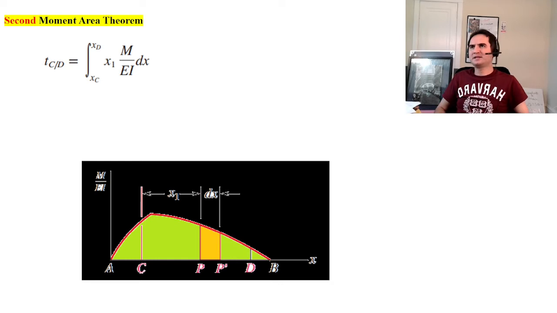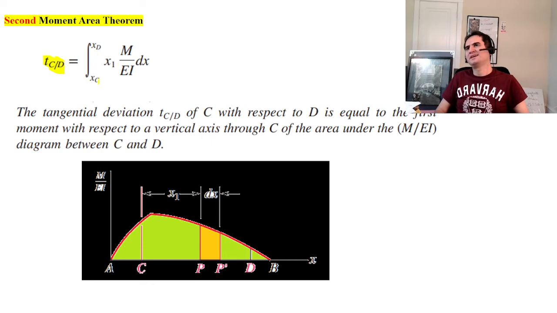So again, the second moment area theorem says the tangential deviation of C with respect to D is the integration from xc to xd of x1 times M dx over EI. One can say that the tangential deviation t C/D is equal to the first moment of area. Do you remember that the area of x1 times M over EI is the first moment of area with respect to a vertical axis that passes through the point, of the area under M over EI, because we are working with the area under M over EI between those two points.